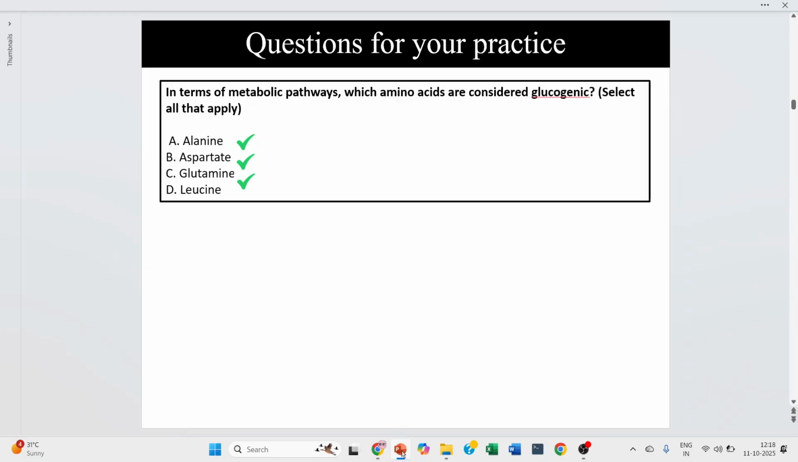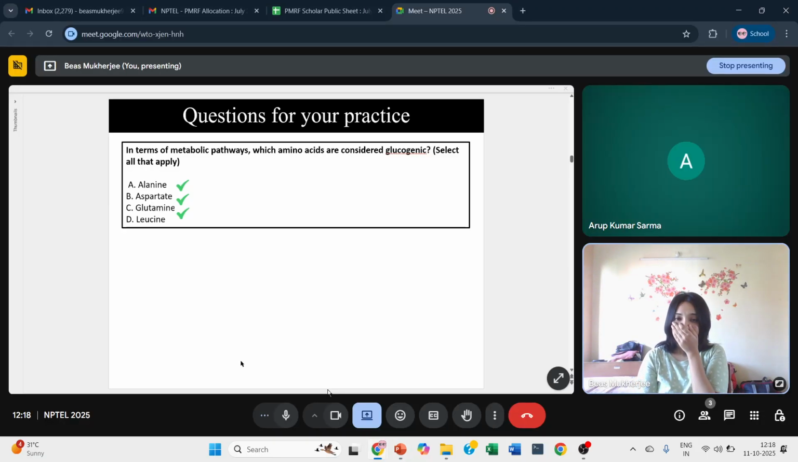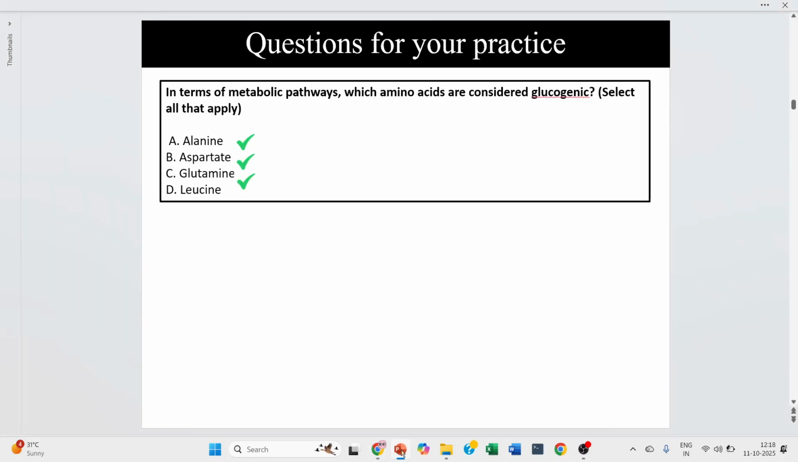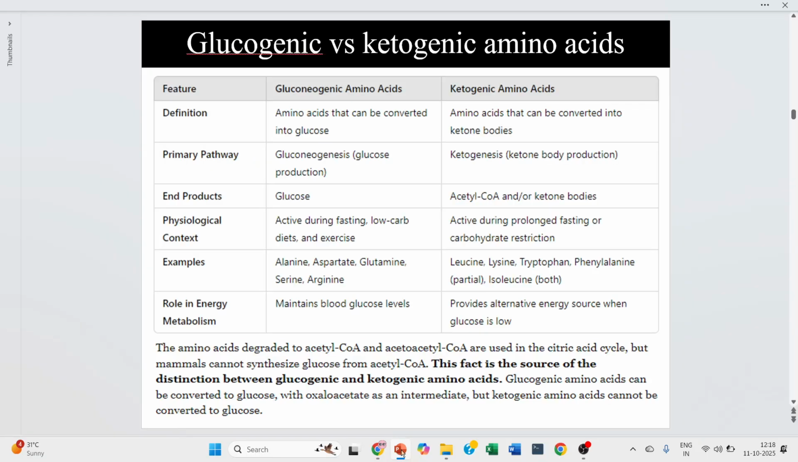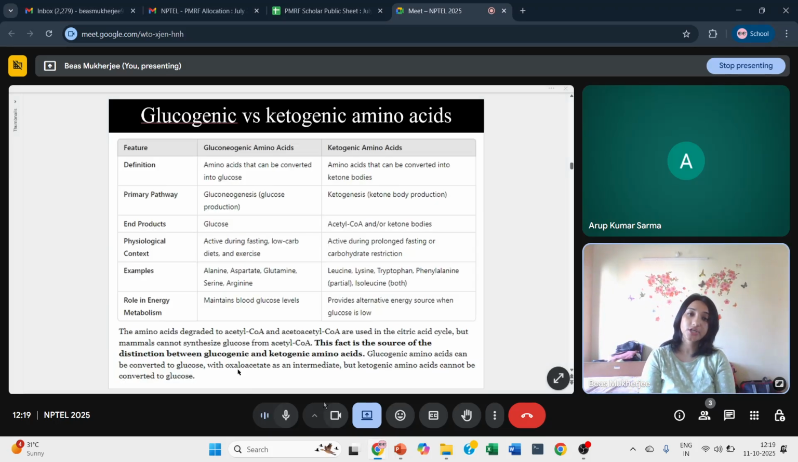Okay, so all three of these are glucogenic amino acids. A, B, and C, all three of them are glucogenic amino acids. Now, the difference between glucogenic and ketogenic amino acids is given for your reference.